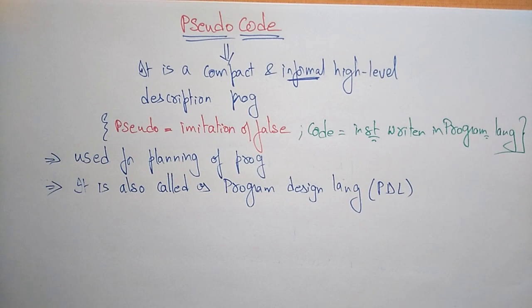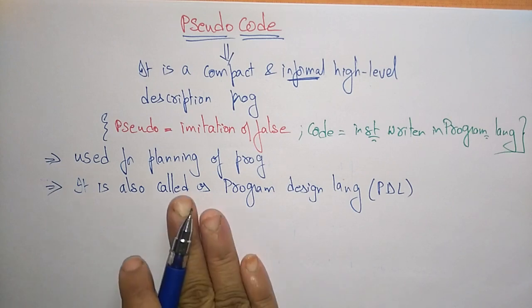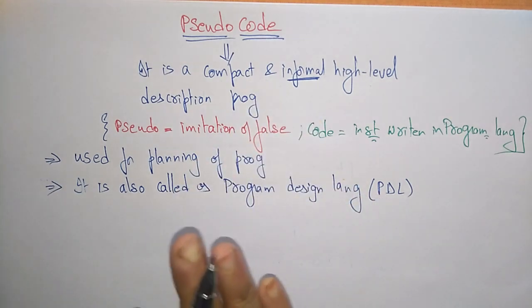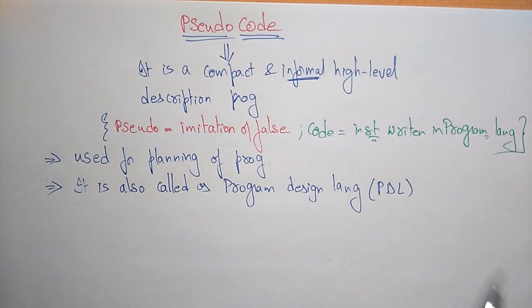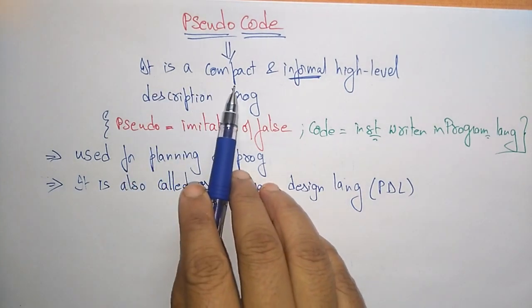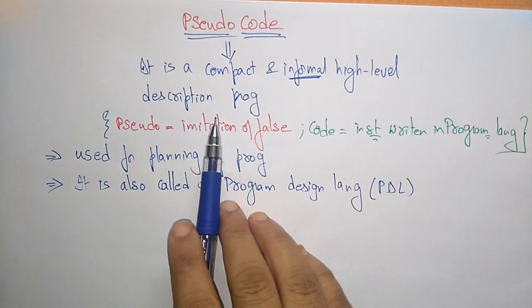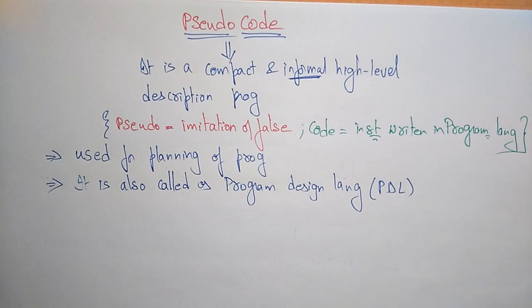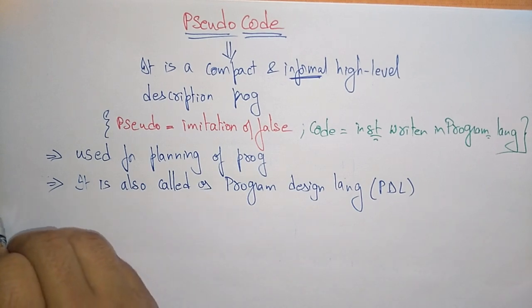Now let us see some of the logical structures of pseudocode. Is it clear up to now? A pseudocode is nothing but a false imitation of instructions that are written in a programming language. You call it a compact and informal high level description of a program. So why are we using pseudocode? For planning of programs.